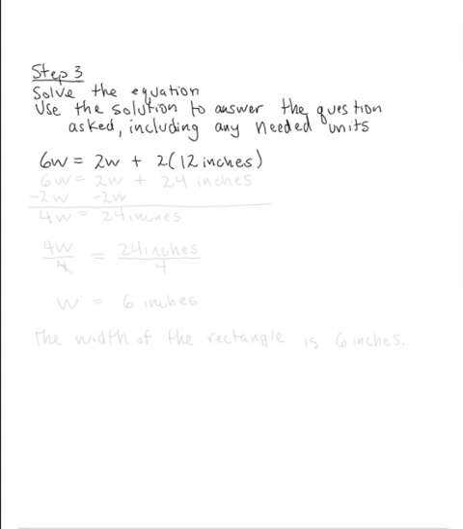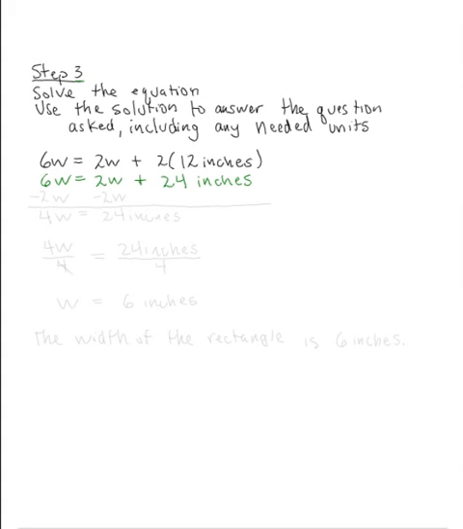So I've rewritten the equation that we got at the end of step 2, 6W equals 2W plus 2 times 12 inches. So let's go ahead and solve that. The first thing I'd like to do is go ahead and multiply the 2 and the 12 inches. Remember that you can treat units just like they were variables. So we've got 6W is equal to 2W plus the 2 and the 12 and the inches are all in effect being multiplied together, so that's going to give us 24 inches.